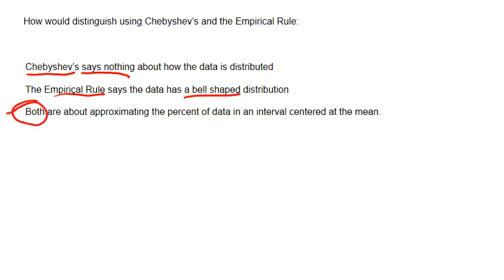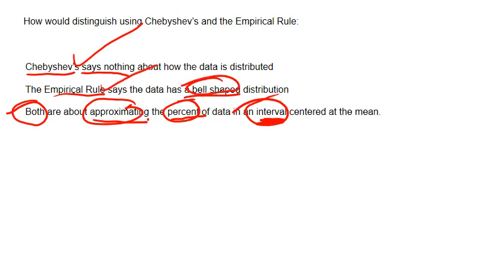Both of them are about approximating, estimating the percent of data in an interval. Now, again, that's what the question's about. If it says nothing about the data distribution, you'd be working with Chebyshev's. If it said bell-shaped, you'd be using the empirical rule. If it had the word normal in it, you'd be using the normal table. We'll see that in the next slide, okay?